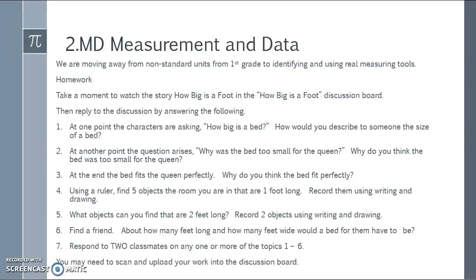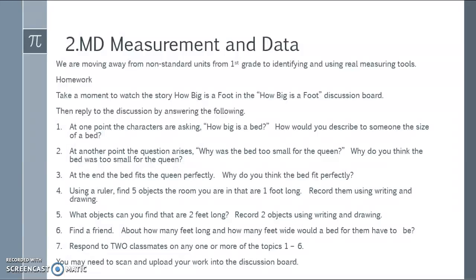And I'm going to jump right in to have you do a couple of experimental things for homework that I know that you can do very well. So take a moment to watch the story, How Big is a Foot, in the How Big is a Foot discussion board. The link is there. Then reply to this discussion by answering the following questions listed.